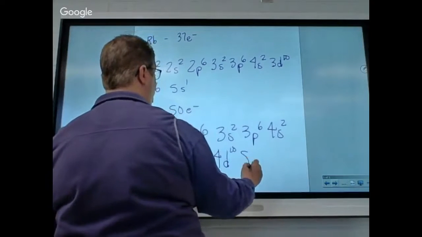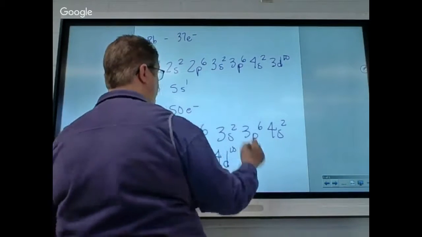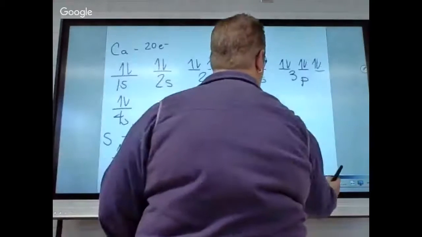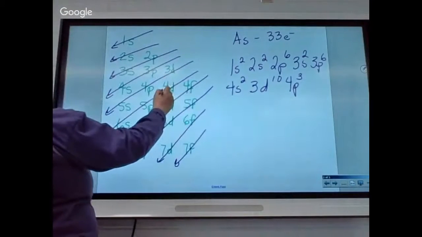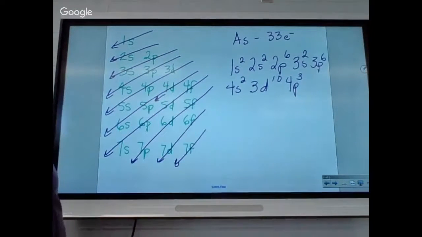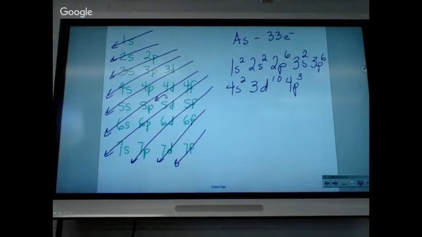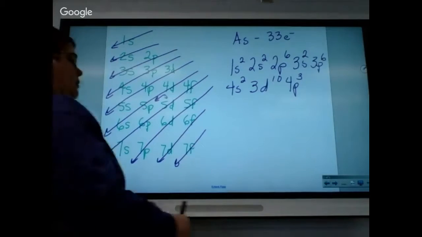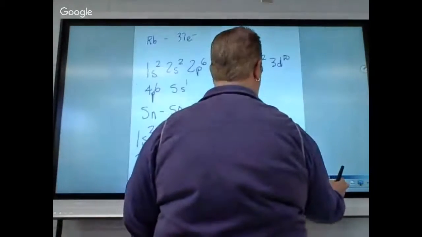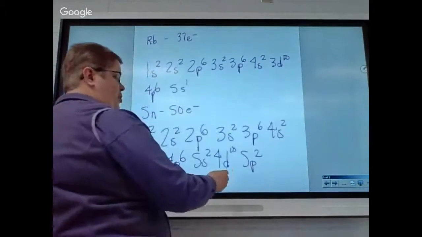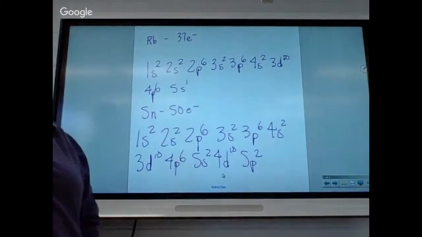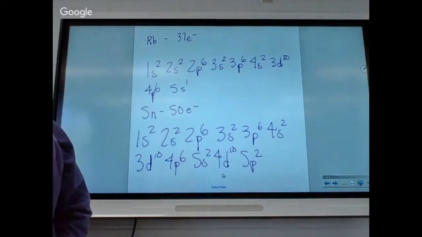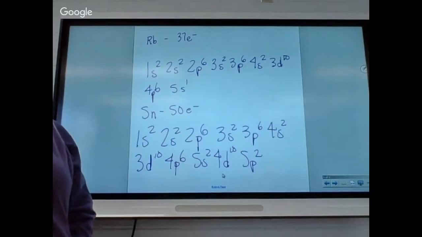5p, 2. If I cruise back to my chart, after 5p, where are we at? We were at 4d, right there. That will take us to what? 5p. Okay? So 5p will take us to 5p2. And that's the hazard. If you get offline in the chart, you read the wrong thing next. And particularly if you're copying your answer over for the next one, then you do the next question wrong too.